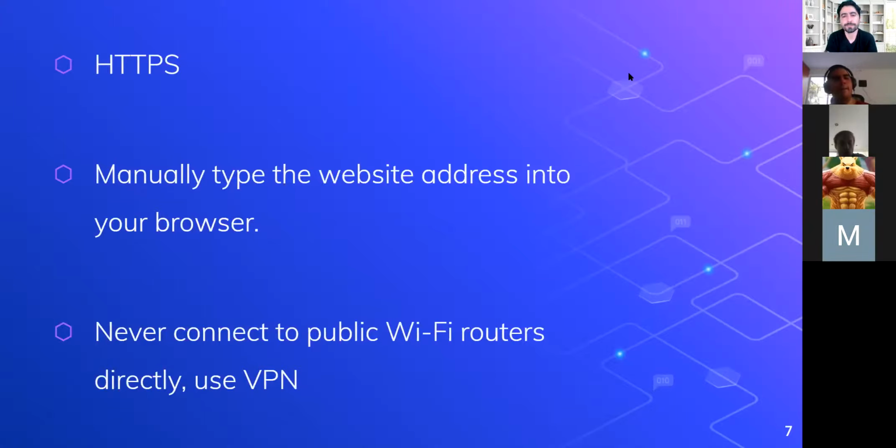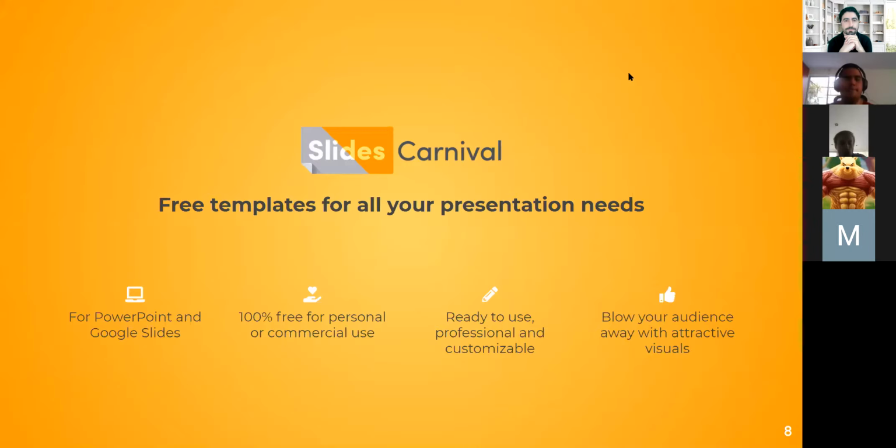And the last one is to never connect directly to public Wi-Fi routers. If you have a VPN, then use it, because the VPN encrypts your connection. Or if you don't have a VPN, then before you connect to a public Wi-Fi, clear your cookies, and never log in or use your credentials of any kind while you are connected. And that's all.